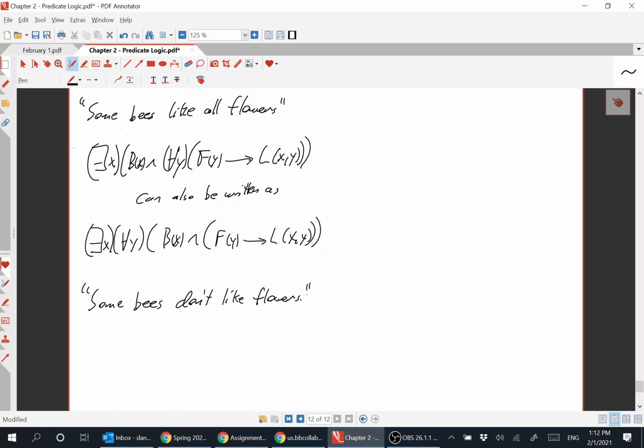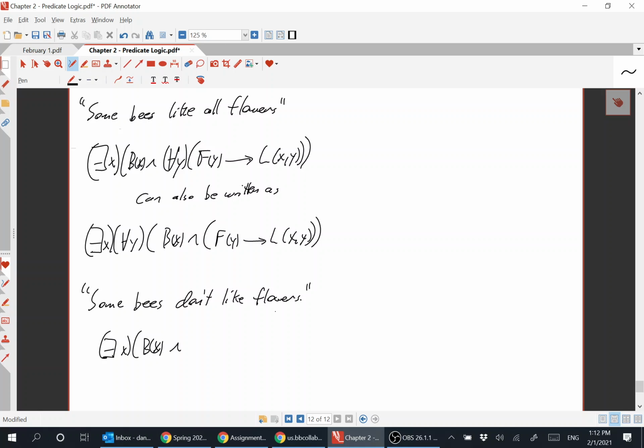Again, some bees. So I just write what? We're starting out with some bees. There exists X, so that X is a bee, and what? Now, what are we talking about and how do we quantify it? We're talking about flowers. And how are we quantifying the flowers? Some bees don't like some kinds of flowers. Some bees don't like any kind of flower. What are we saying here?